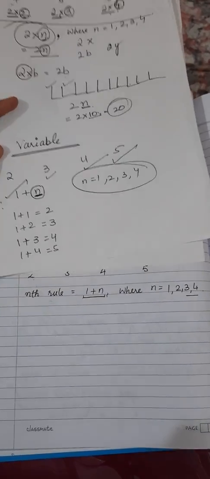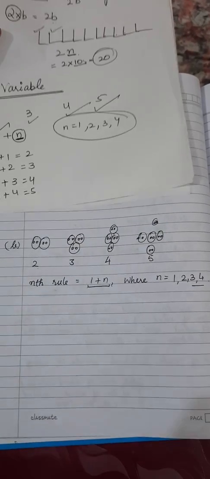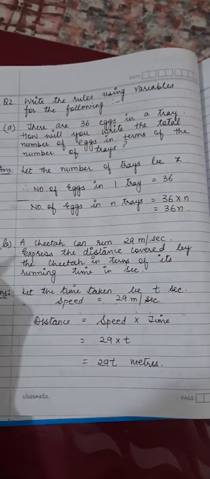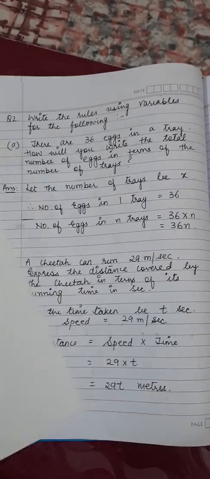Okay. So you have to do this question in the notebook. This was question number 1 of exercise 7.1. Now let's move further. We have some statement sums, and you just have to write the rules regarding them.